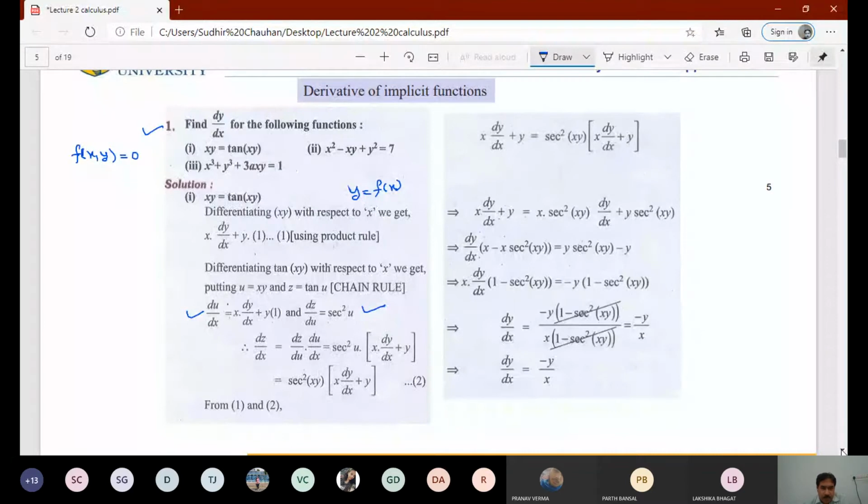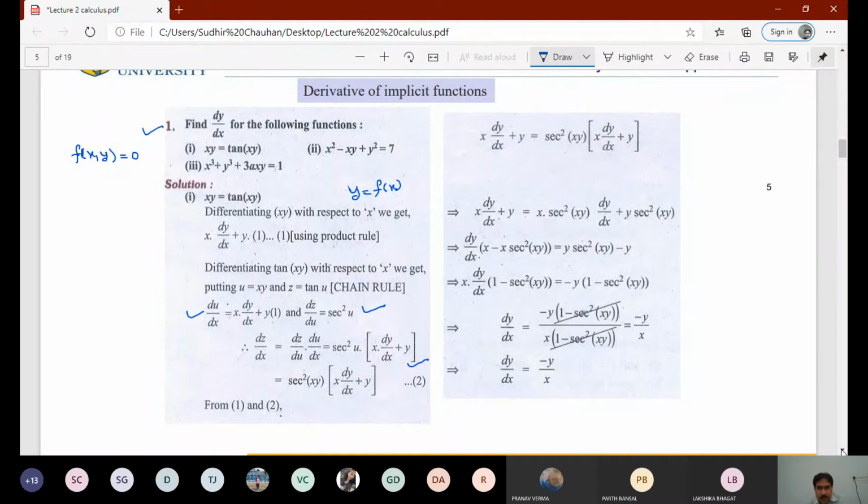So we apply this using the chain rule, and we can now put the value. Del z by del u is sec square u, and del u by del x is x dy by dx plus y. So in that way we can find dz by dx, that is the differential of this function, and it is sec square xy into x dy by dx plus y. Now we have to find the differential of this. So now we can put the value on the left hand side, it is x dy by dx plus y, and on the right hand side it is del z by del x. So we differentiate with respect to x.